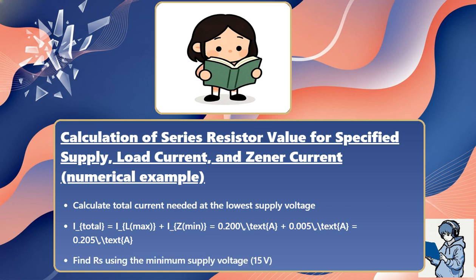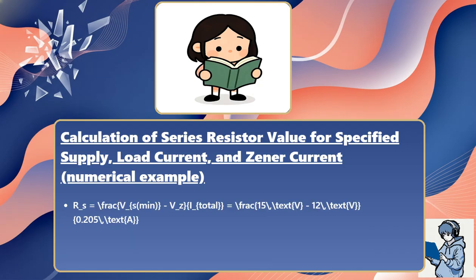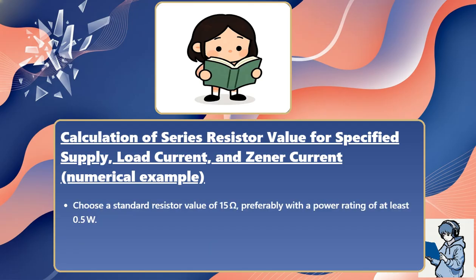Find RS using the minimum supply voltage, 15 volts. RS equals (Vs min minus Vz) divided by I total, equals (15 volts minus 12 volts) divided by 0.205 amperes. RS equals 3 volts divided by 0.205 amperes, approximately equals 14.63 ohms. Choose a standard resistor value of 15 ohms, preferably with a power rating of at least 0.5 watts.